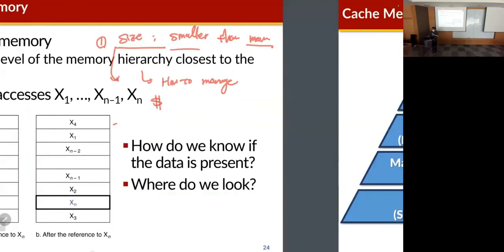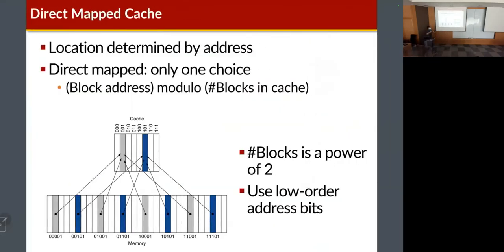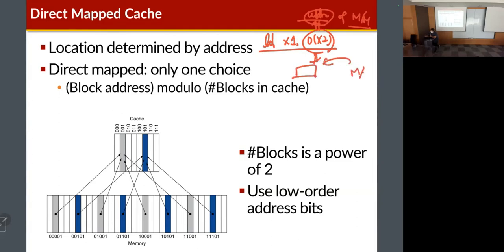Then also, how can we decide the entry number of the cache for storing our data? Think like this. We can access data using the load instruction, like load x1, 0(x2). When this load instruction is executed, this is the address part, and this address is the address of the main memory.